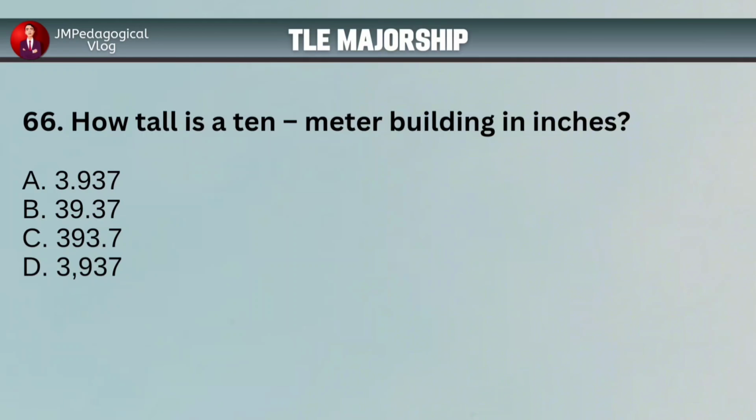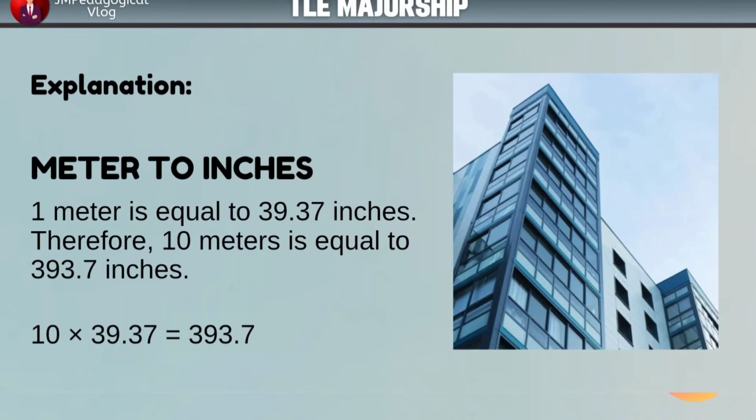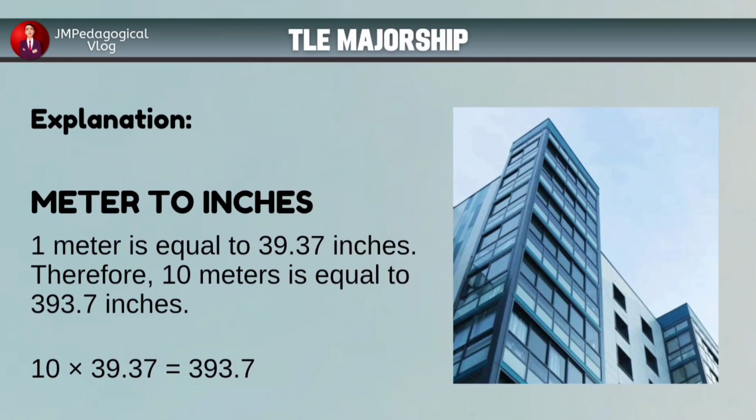66. How tall is a 10-meter building in inches? A. 3.937 inches. B. 39.37 inches. C. 393.7 inches. D. 3,937 inches. C. 393.7 inches. Explanation. 1 meter is equal to 39.37 inches. Therefore, 10 meters is equal to 393.7 inches.